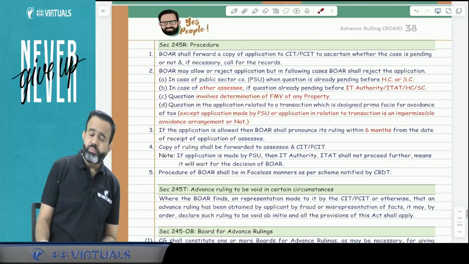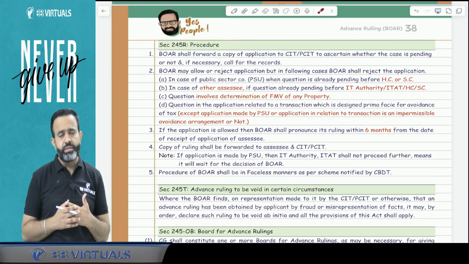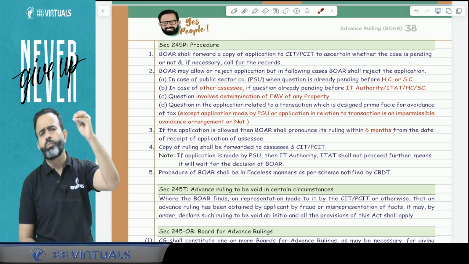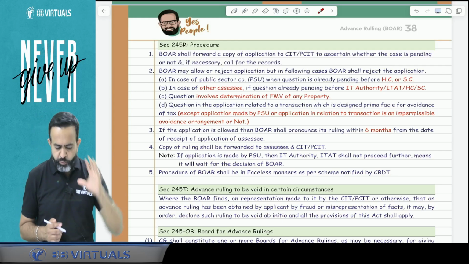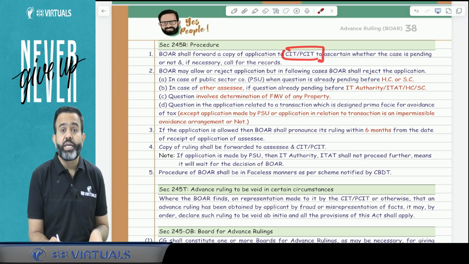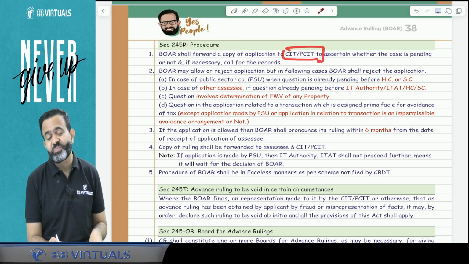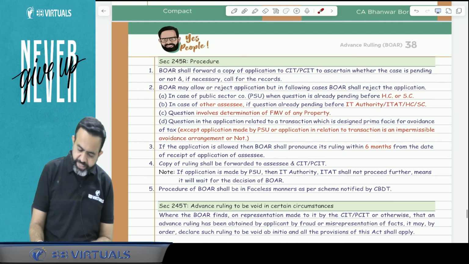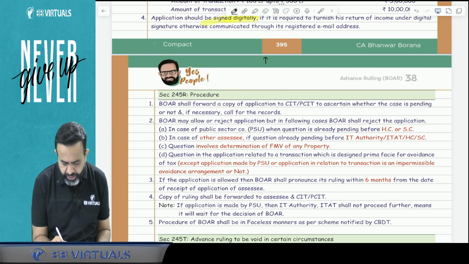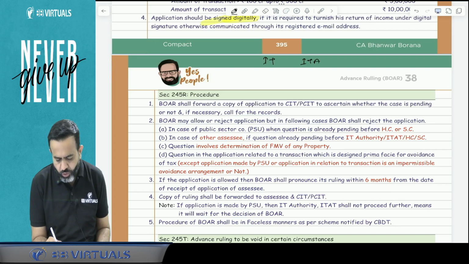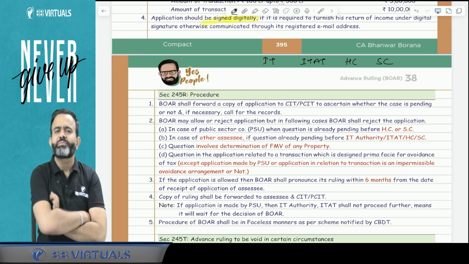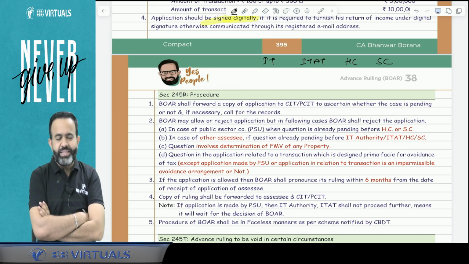Now one more point. Guys, what process will happen when you make an application to the board for advance ruling? Now what will the board do? So guys, the board will forward one copy of the application to the CIT or PCIT to check whether your case is pending or not. Because remember guys, if your case is already pending with the IT authority or ITAT or High Court or Supreme Court, then why are you going for advance ruling? Your judgment will come in that case, no?